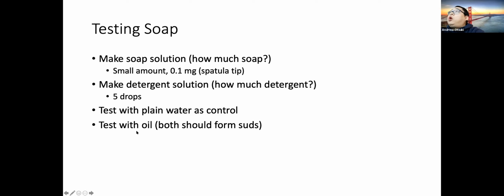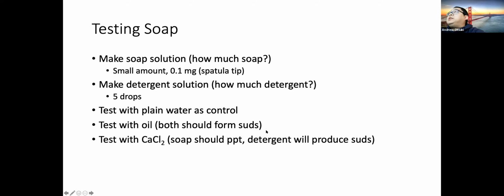Then we're going to test with oil. Remember, as I said on my other slide, oil shouldn't be a problem. It only becomes a problem when we have ions. So in this case, with water and oil, both of them should form suds.